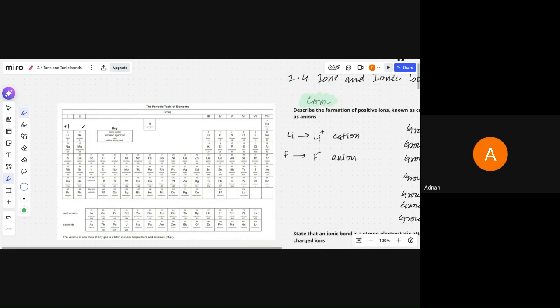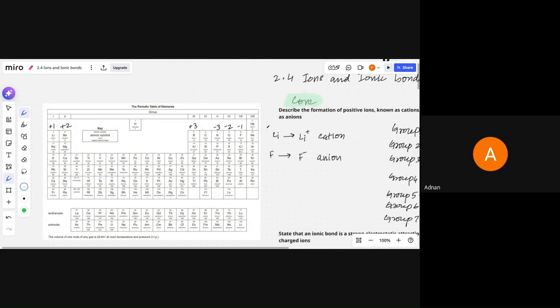Similarly, this is group 2. These elements will form ions with a +2 charge. This is group 3: boron, aluminum, gallium, indium, thallium. This will be +3. And nitrogen, in group 5, will be -3. Oxygen will be -2, because in group 6 they have 6 electrons in the outer shell and need only 2 more to have a complete outer shell. And for group 7, there are already 7 electrons, so they will gain 1 more and have a -1 charge.